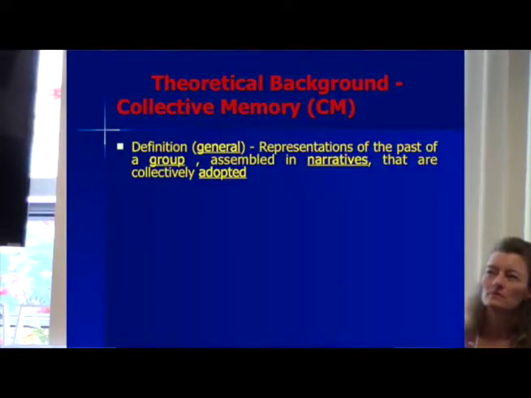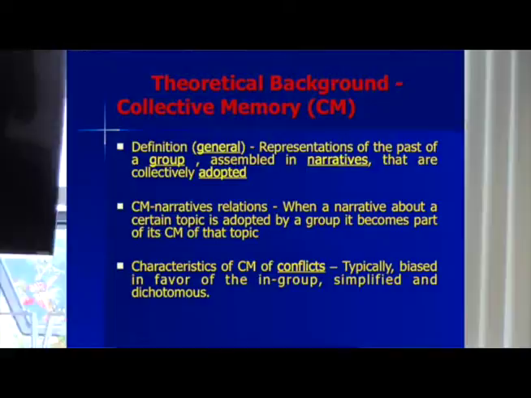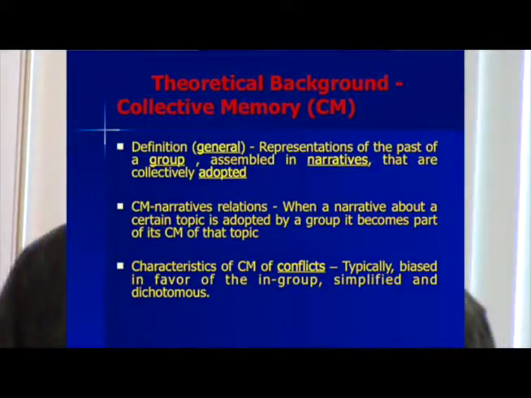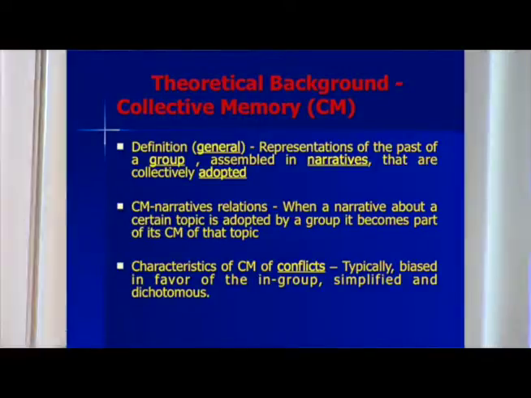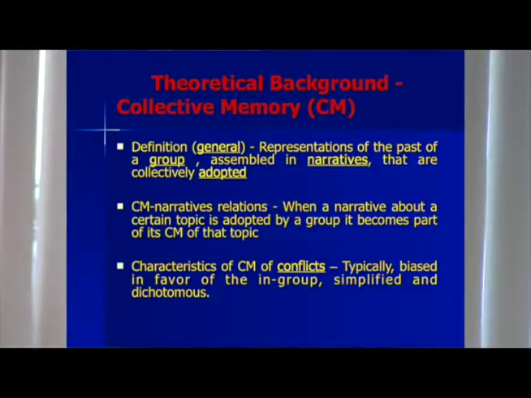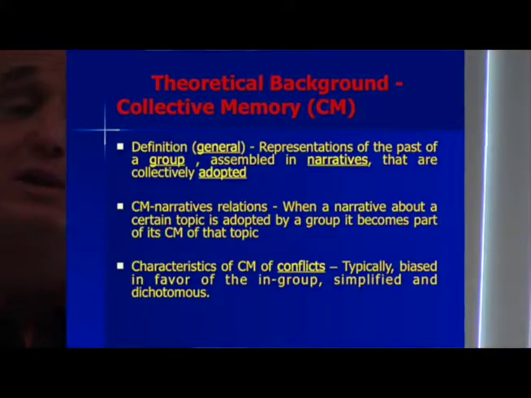So first of all, with regard to the definition of collective memory, it is generally defined as representation of the past of a group assembled in narratives that are collectively adopted. The representation of the past of the group relates to description of what happened to the group in the past. Assembled in narratives, narrative is a big concept to discuss, but put simply, it's about a story that assembles in a coherent manner all these representations.